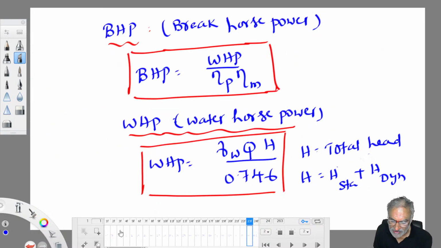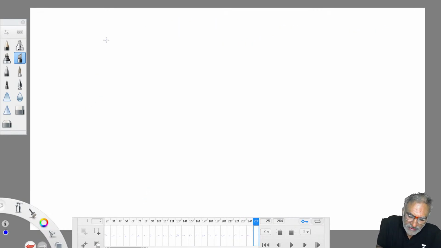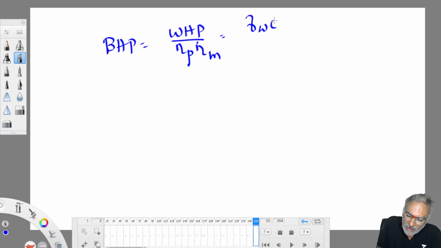That value we substitute here. First we get the water horsepower. While transferring energy from motor to pump, there is some energy loss. Pump to water, there is some energy loss. To account for energy loss, we use the efficiency of pump and efficiency of motor. So finally, brake horsepower is equal to water horsepower by efficiency of pump and efficiency of motor, which is equal to gamma W into Q into H by 0.746 into efficiency of pump into efficiency of motor.